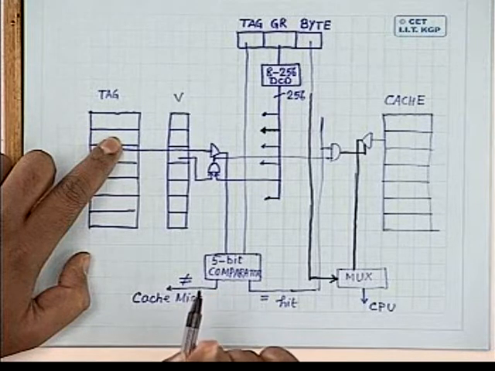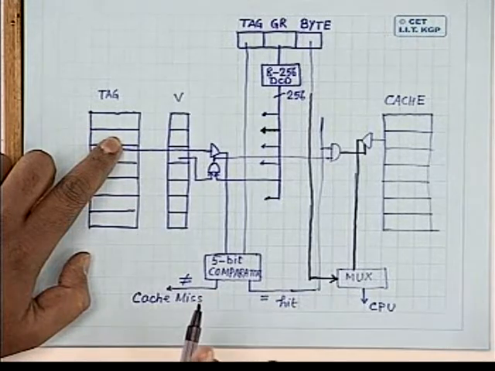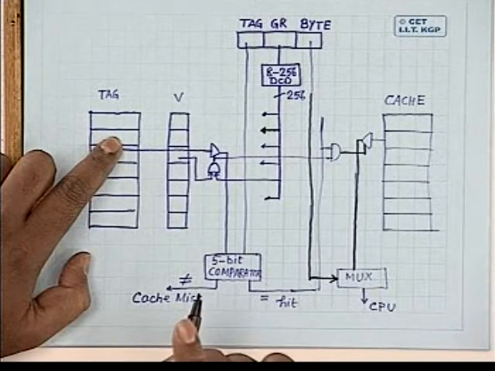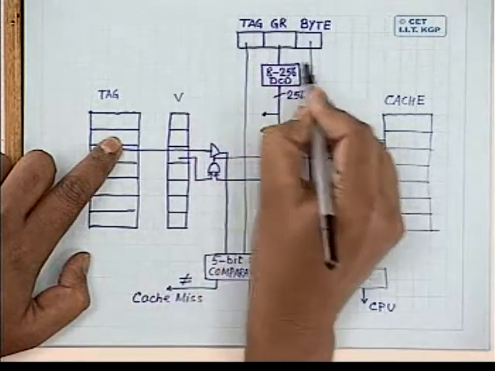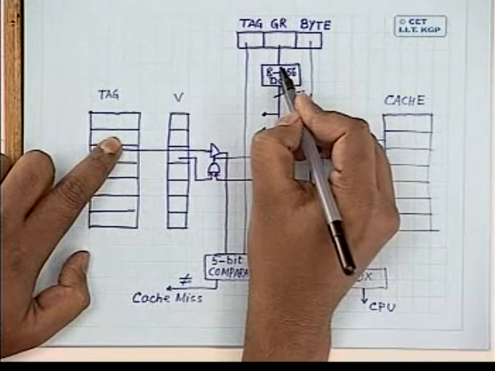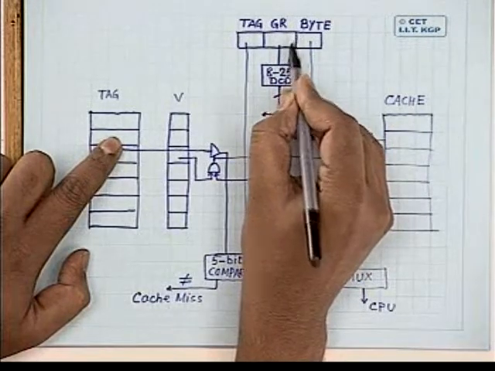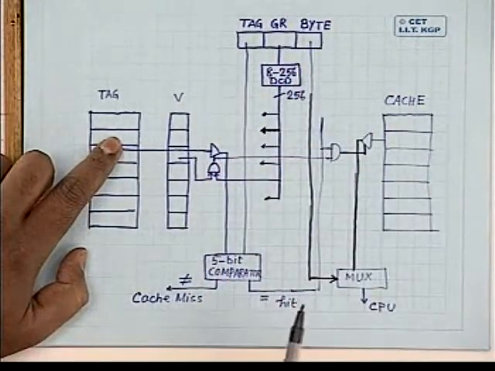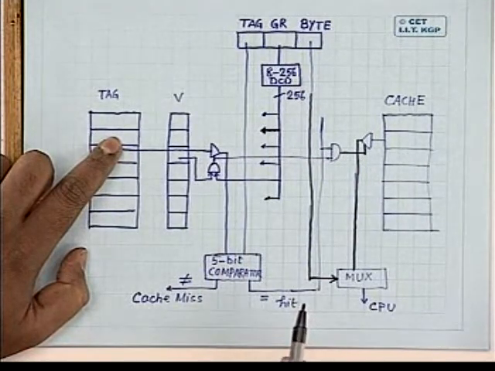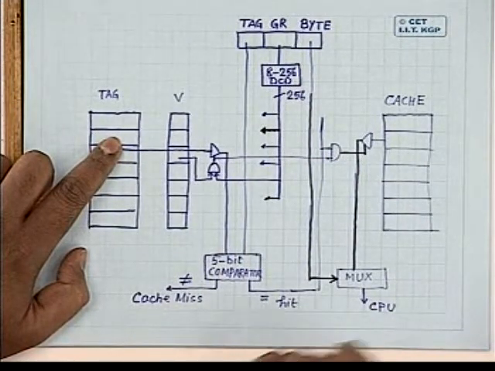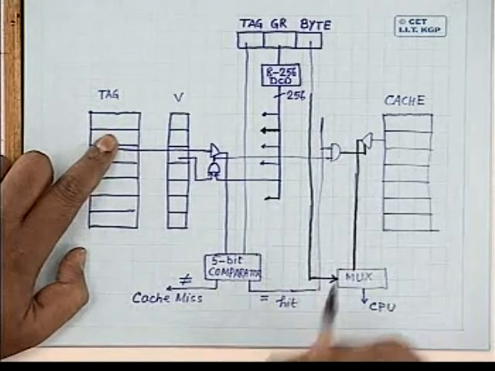Okay, I am not asking for that location, I am asking for some other address. So in that case, corresponding to this generated address, the block does not reside in the cache memory. So the data that I will get is some other data, not the data that I am asking.